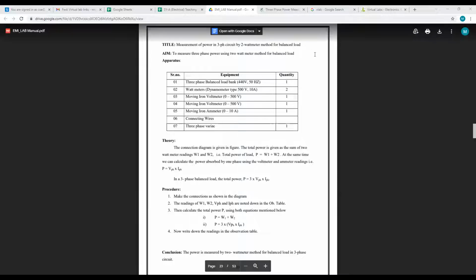All of you know what is meant by balanced load and unbalanced load? All of you know or not? Yes, sir. So balanced and unbalanced load we have to use over there.